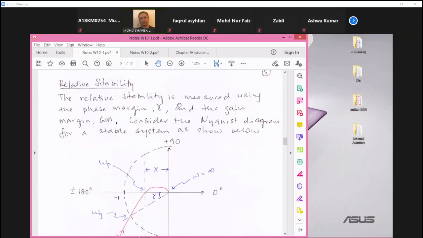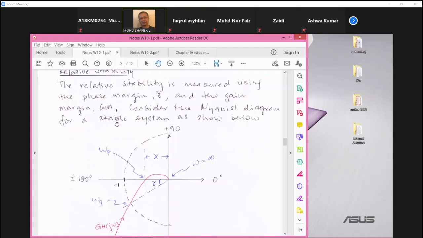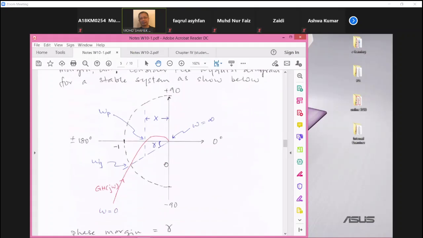The relative stability is measured using the phase margin and the gain margin. So what are the phase margin and the gain margin? Now consider this Nyquist diagram for a stable system. Imagine that this is a Nyquist diagram for a stable system.